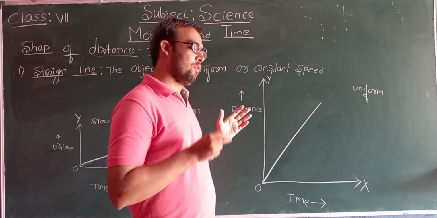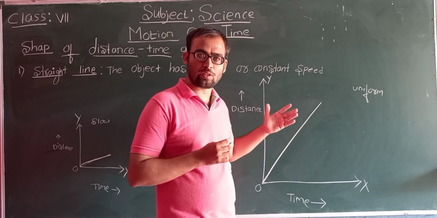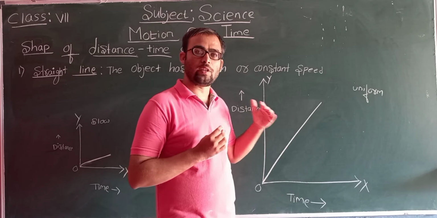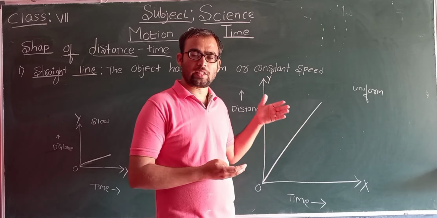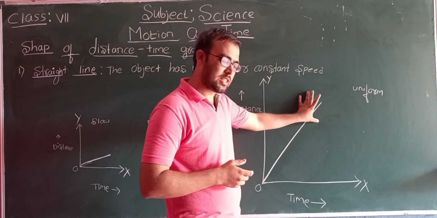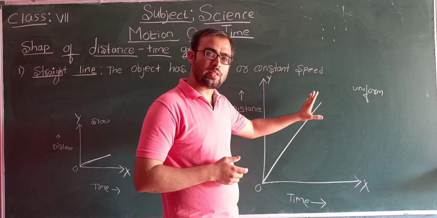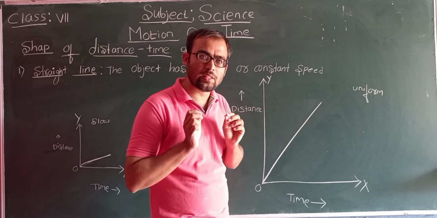That is, for 1 minute it has traveled a distance of 1 kilometer, for 2 minutes it has traveled a distance of 2 kilometers, or for 1 second it has traveled a distance of 10 kilometers, for the next 1 second it has traveled the next 10 kilometers. So whenever we come across a straight line, it means that the object is traveling with a uniform speed, that is, the speed is the same.